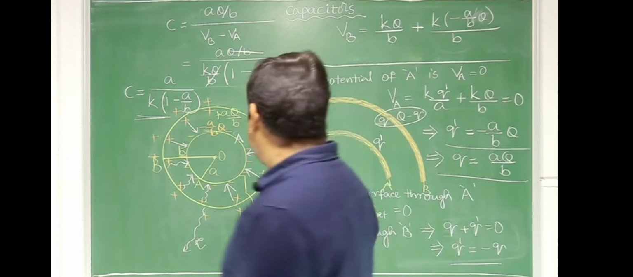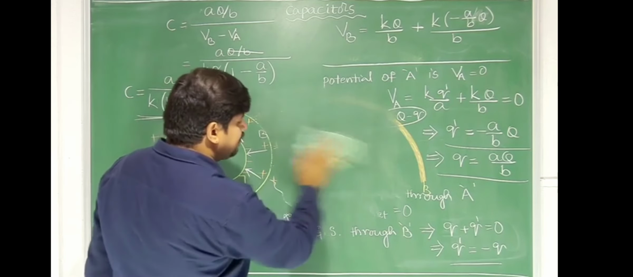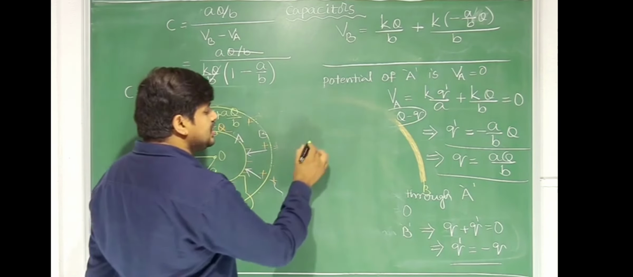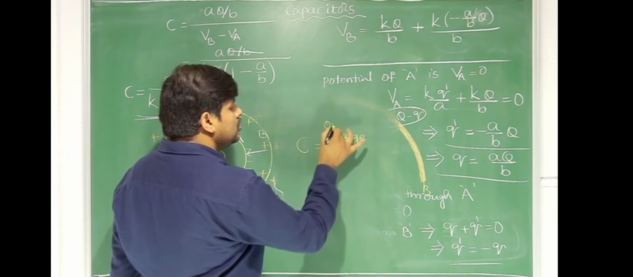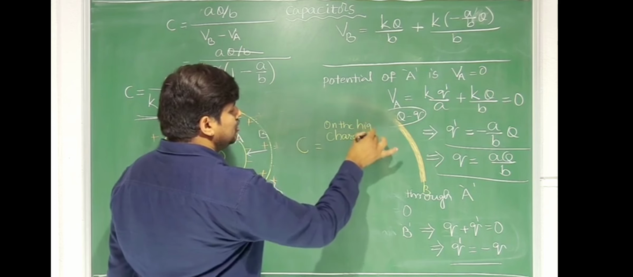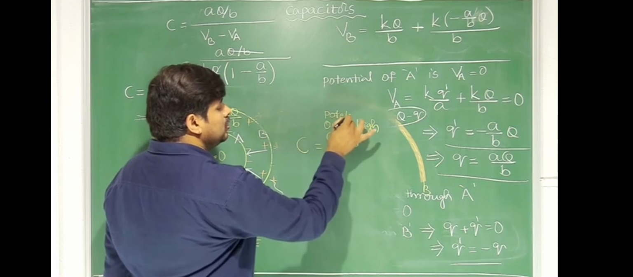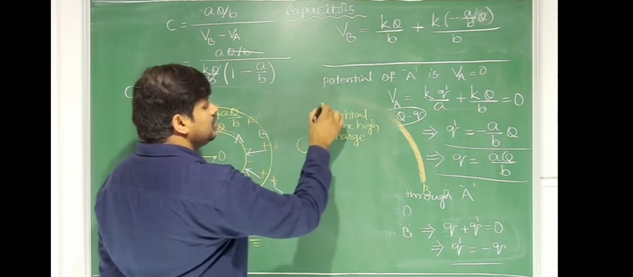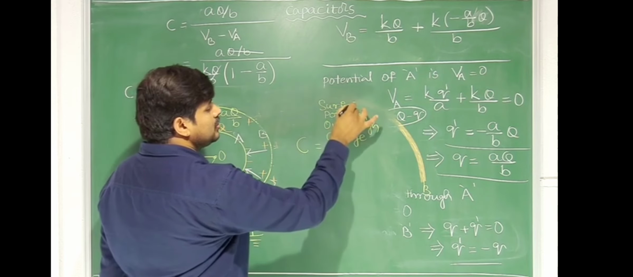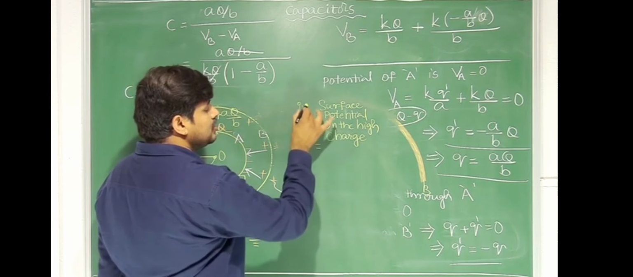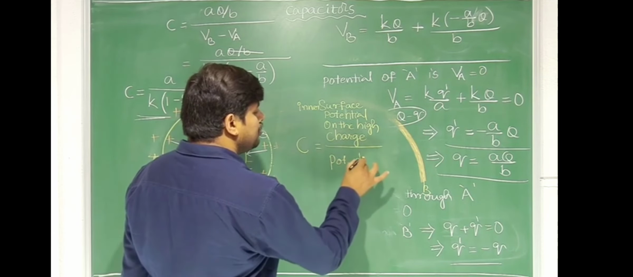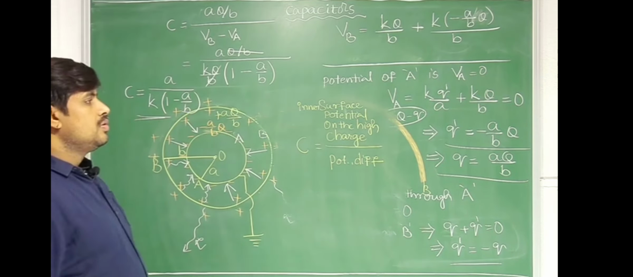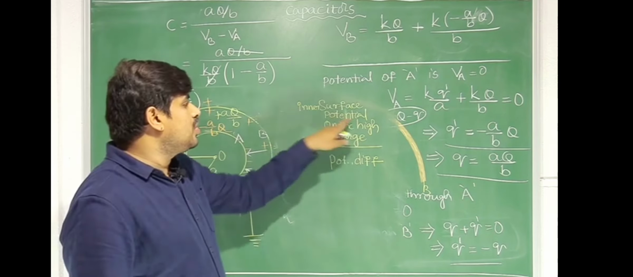बेटा, और एक बार मैं repeat कर रहा हूँ. If you want to write capacitance formula, the formula for the capacitance C is equals to what you need to write? Charge on the high potential plate or surface. Which surface? High potential inner surface. You need to write inner surface upon the potential difference between the surfaces. Okay, so charge on the high potential inner surface.